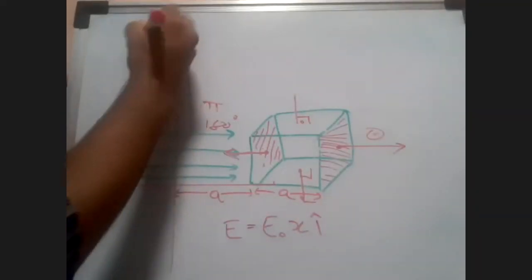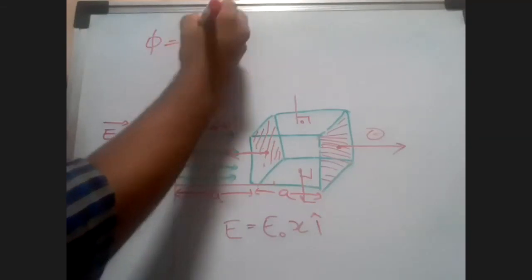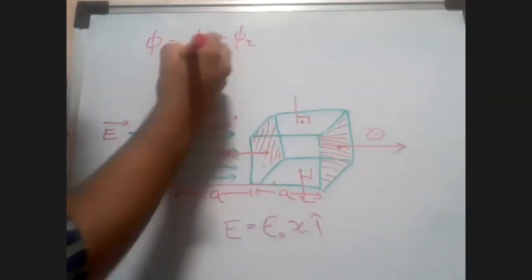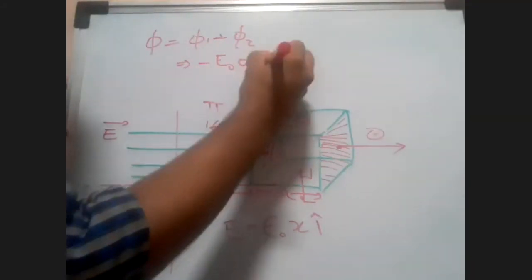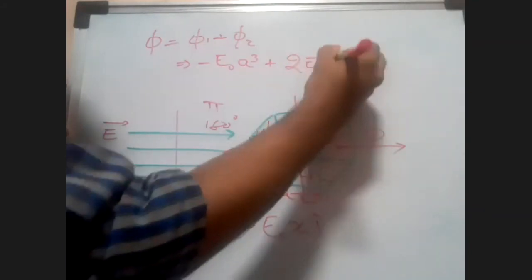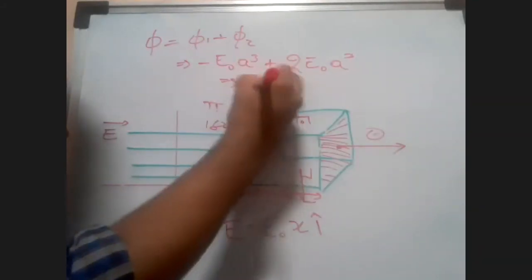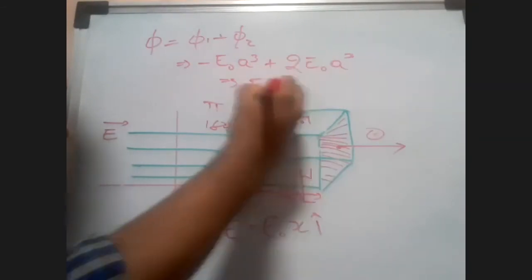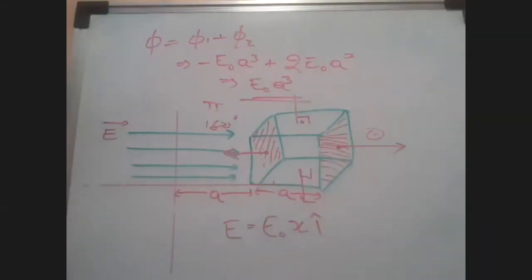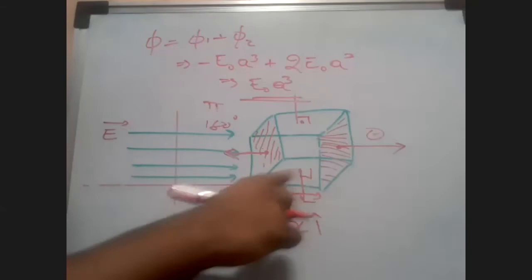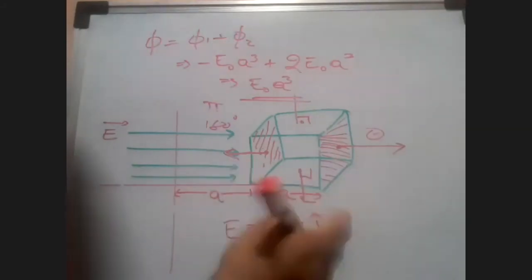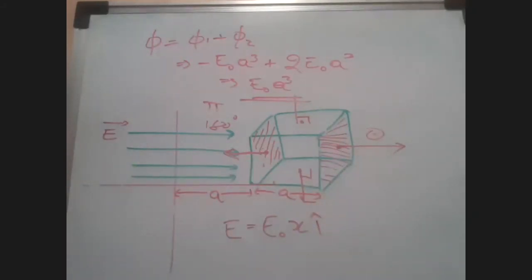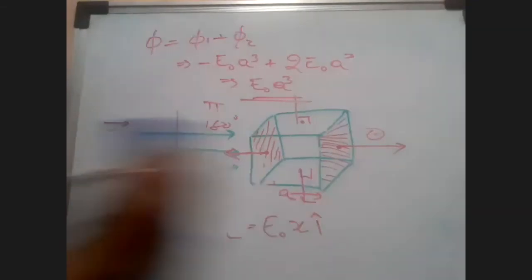So flux phi, if you want to write down, you can write with me. Phi 1 plus phi 2 is going to give you minus E naught A cube plus 2 E naught A cube, and that is simply E naught A cube. This is the entire flux through this cube. You understood? Those who had a doubt why the surface area of the top, bottom, back and front is not considered, I hope that is clear: the electric field lines and area vector are making 90 degrees.